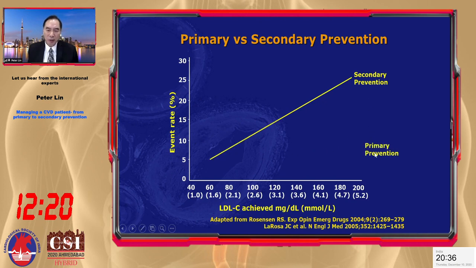If you look at primary prevention patients, it's the same idea, except the line is different. In other words, primary prevention patients have fewer events. Secondary prevention patients have more events. So the slope of the line is quite different. And it's important because if we use a drug like pravastatin, for example, you can lower the cholesterol by 25% and you will have a detectable benefit in a secondary prevention trial.